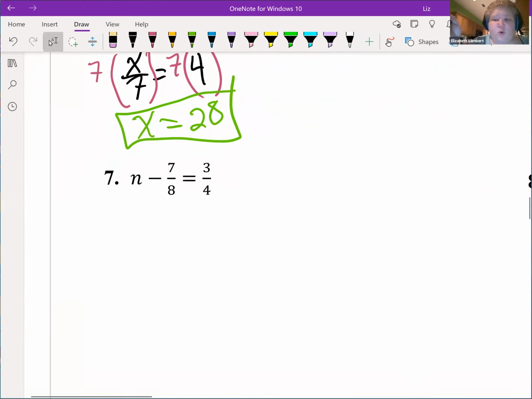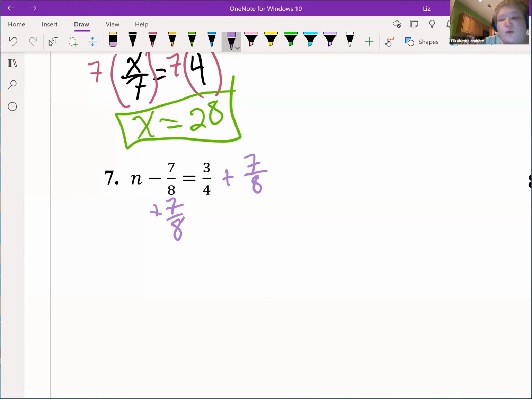Now, our properties of equality hold regardless of what we want to add or subtract to both sides. So with fractions, yeah, we can still do it. Little ugly, but we can do it. So here I have n minus 7/8 is equal to 3/4 apparently. Sure. So to undo subtracting 7/8, I'm going to add 7/8. And then because it's a fraction, I'm going to write it next to it.